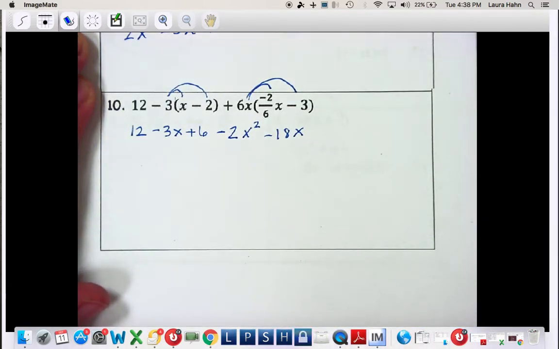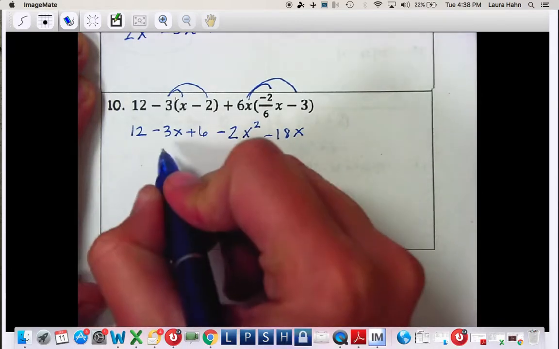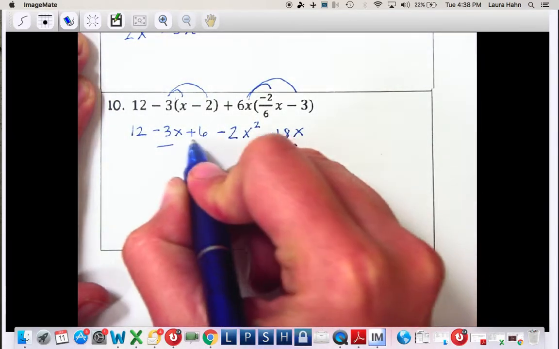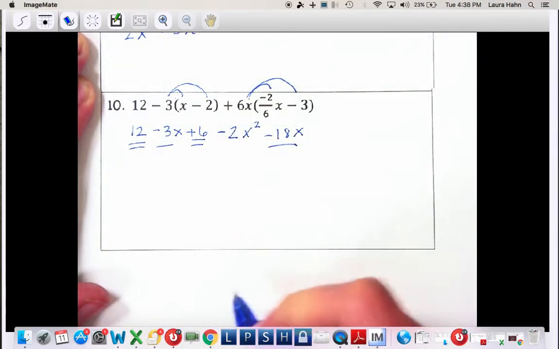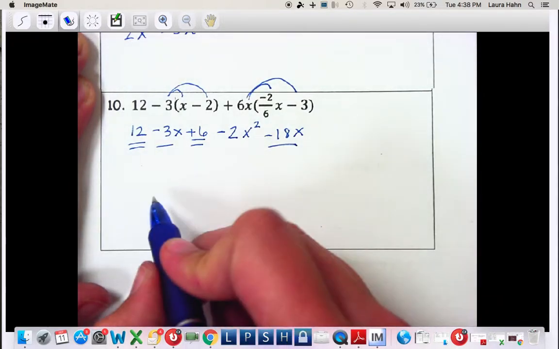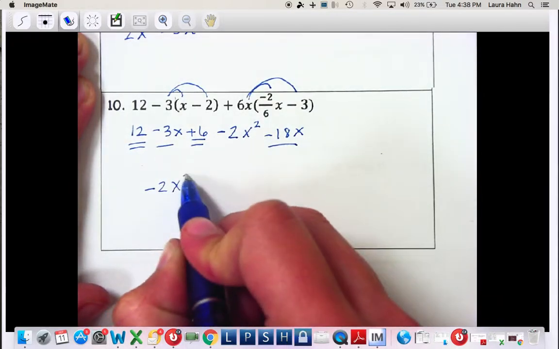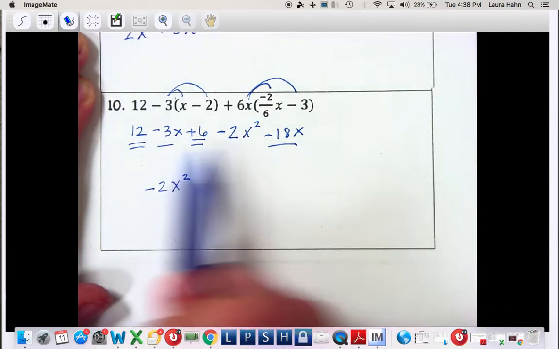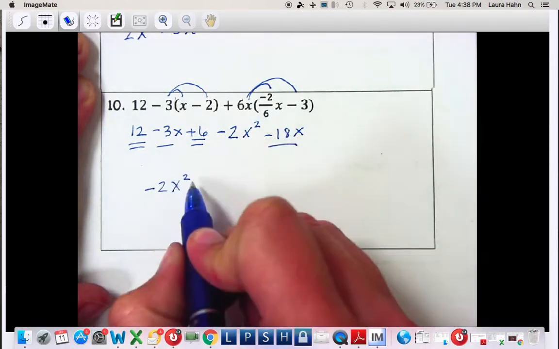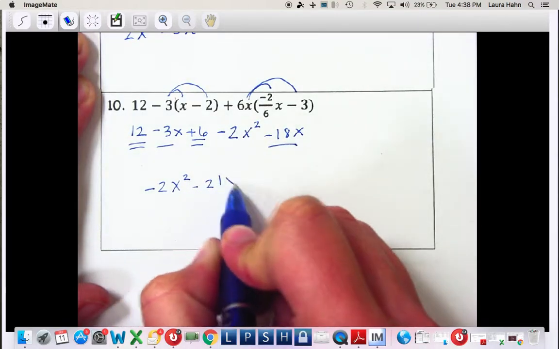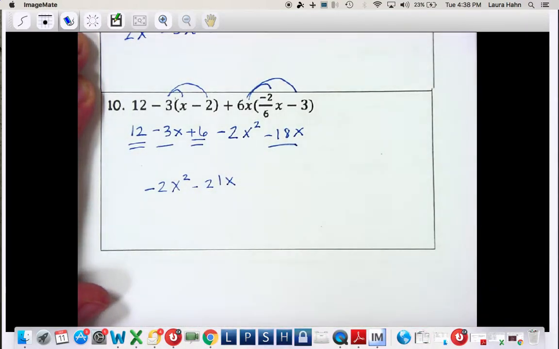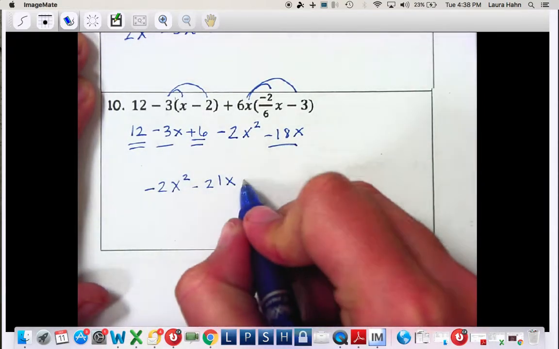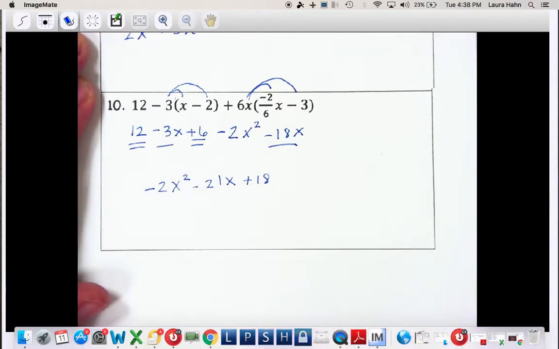All right, so now that we're done distributing, we need to combine our like terms. I see x's here and here, regular numbers here and here. There were no other x squared, so those will just drop down. Combine means to add, so I have negative 3x here, negative 18x. Negative 3 plus negative 18 is a negative 21x. Our regular numbers, we have a positive 12 and a positive 6. 12 and 6 add together to give me a positive 18.